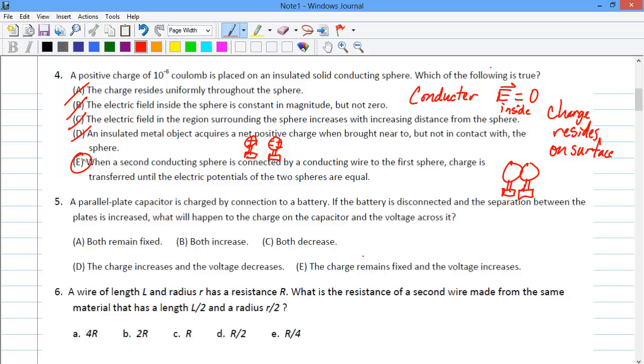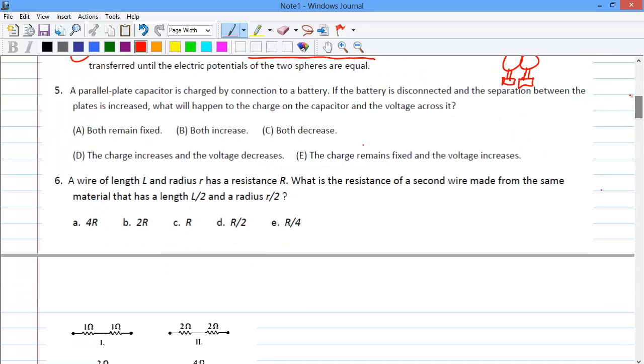When a second conducting sphere is connected by a conducting wire to the first sphere, charge is transferred until the electric potentials of the two spheres are equal. So them being connected by a conducting wire means that they're connected and they're one object, so they're going to share the charge. A parallel plate capacitor is charged by connection to a battery. If the battery is disconnected and the separation between the plates is increased, what will happen to the charge on the capacitor and voltage across it?